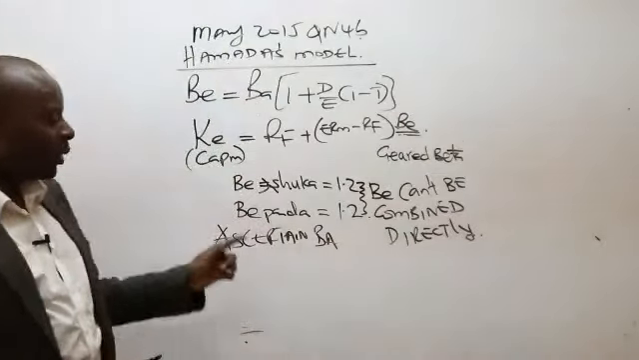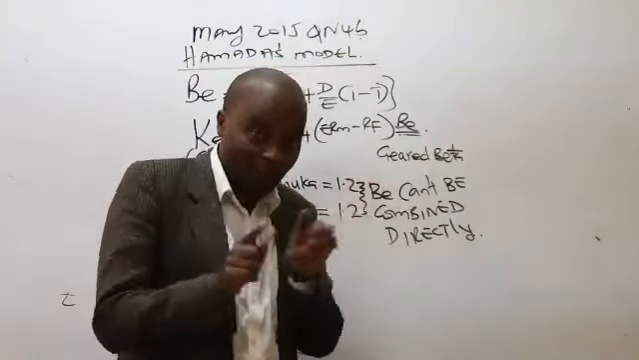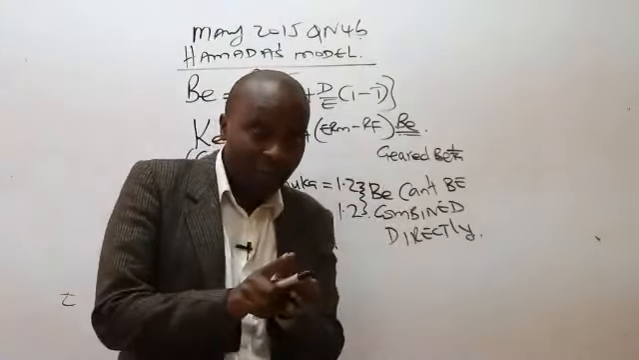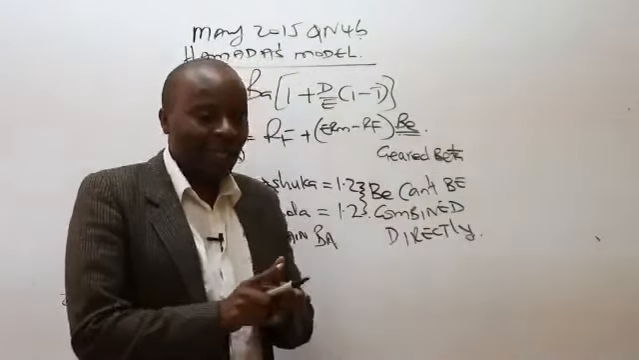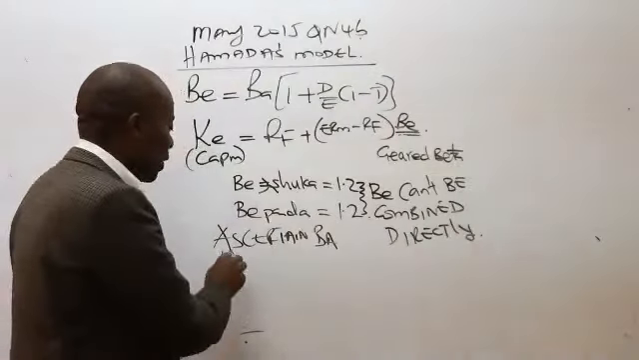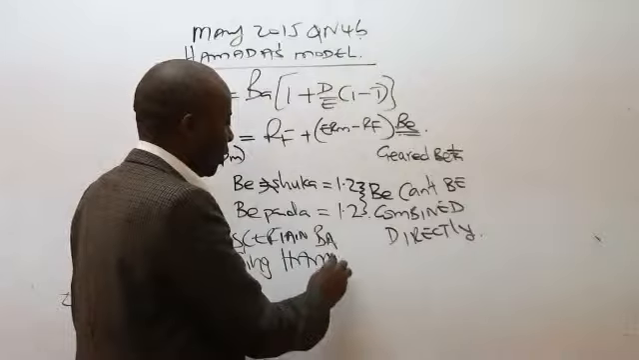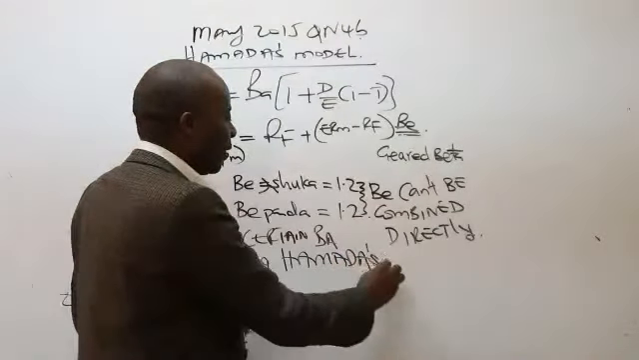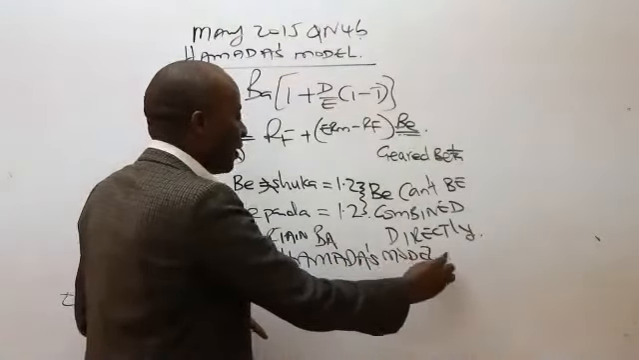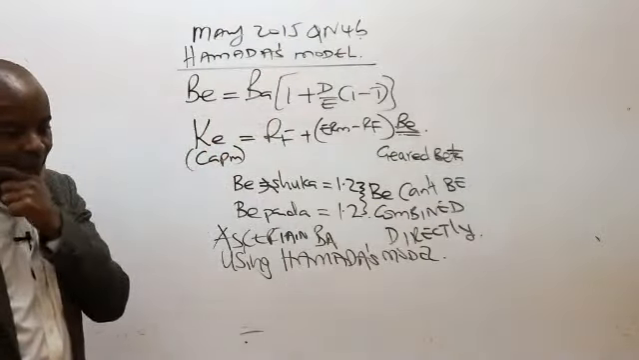So, ladies and gentlemen, what have we said? That beta equity can never be combined. You can never put them together. You can't find an average of beta equity directly. If you're given beta equity, you're supposed to ascertain beta assets using which model? Using Hamada's model.